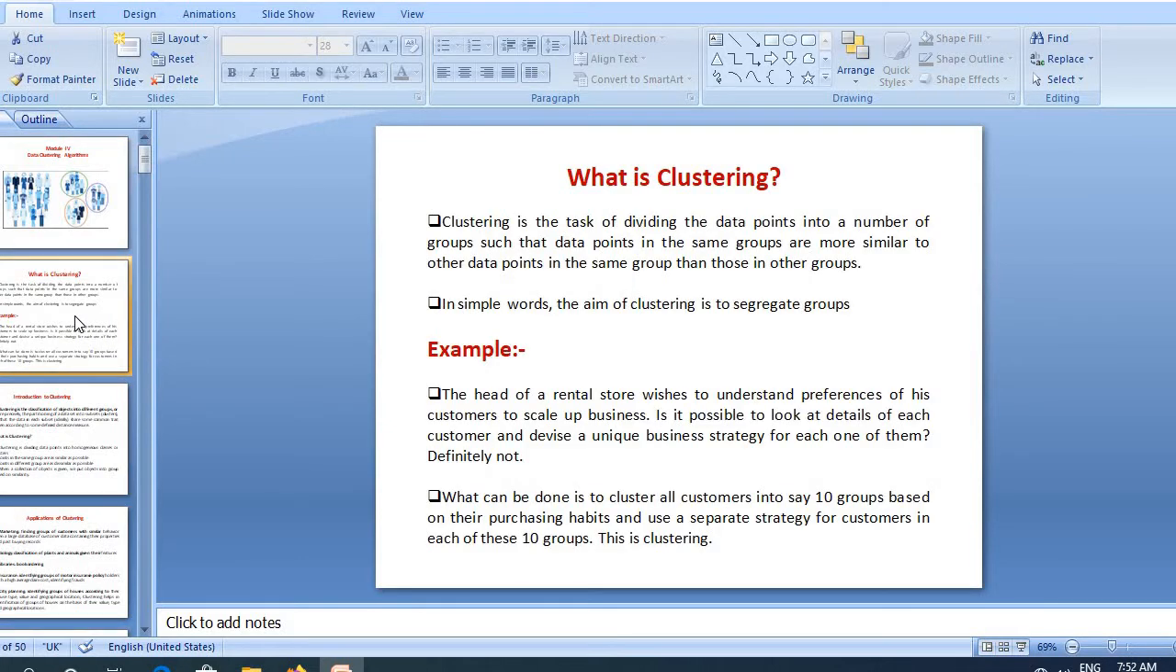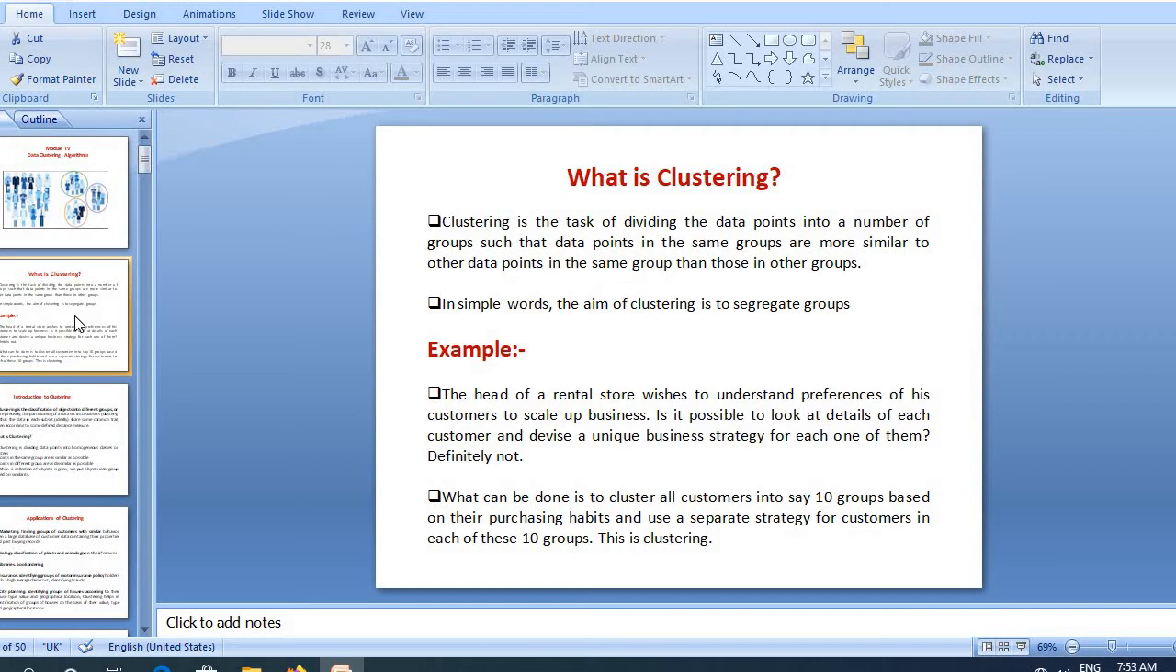So what is clustering? Clustering is the process of dividing data points or the input data into a number of groups such that the data points in the same group are more similar when compared to the data points in the other groups. To put it in a very simple manner, the aim of clustering is to segregate the data into groups.